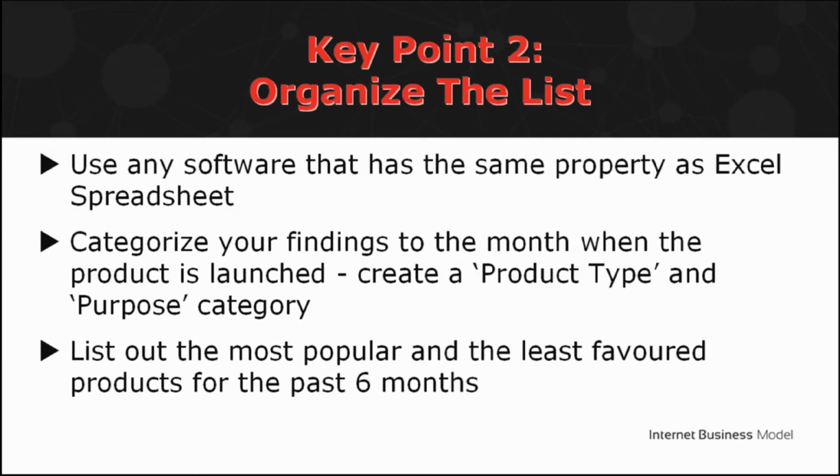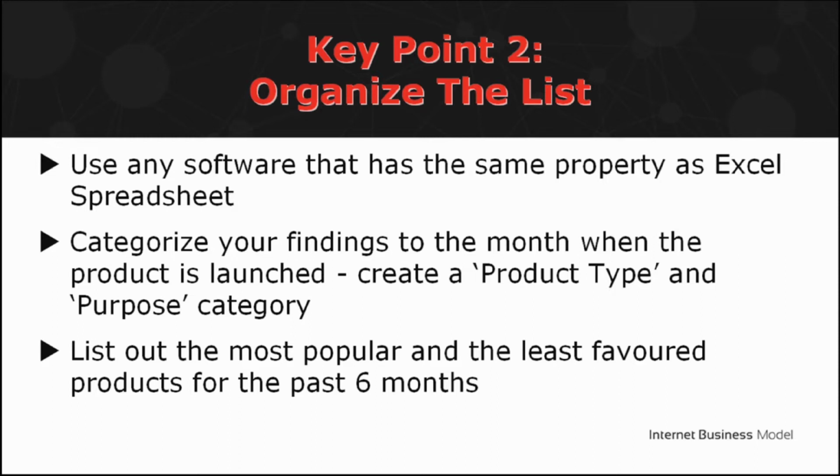Next, organize the list using an Excel spreadsheet. Categorize your findings to its respective month where the products were launched. Then create another category in another column and categorize it accordingly as software program, a web-based app, graphics, or a hybrid product. A hybrid product is a combination of two different product types. For example, a web-based software that generates graphics and logos.